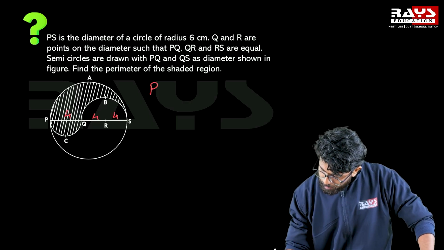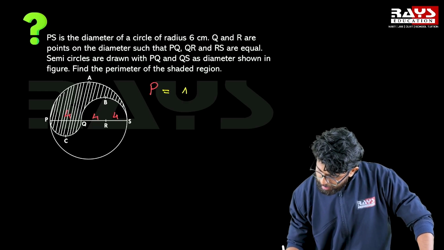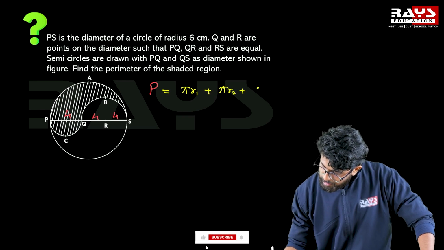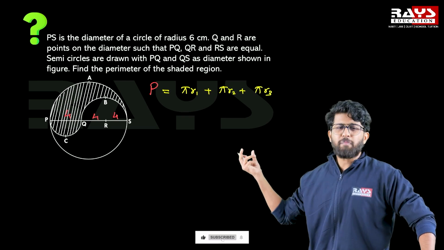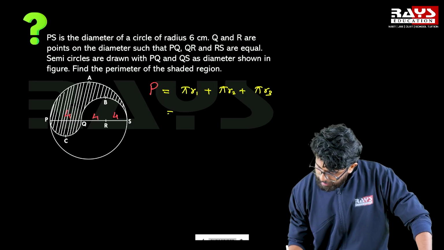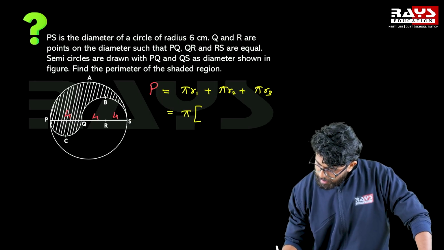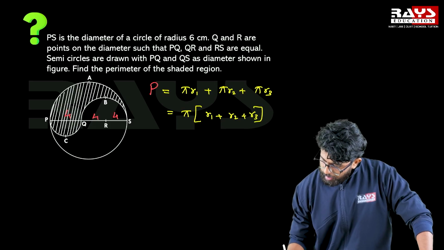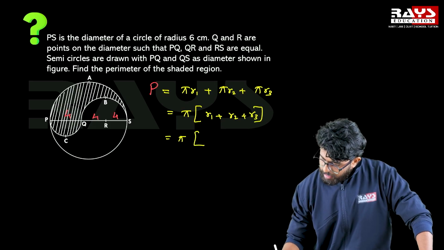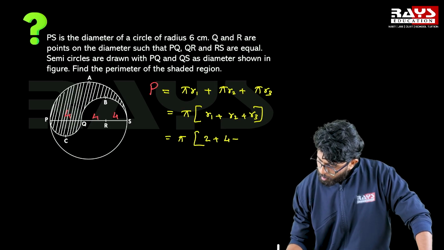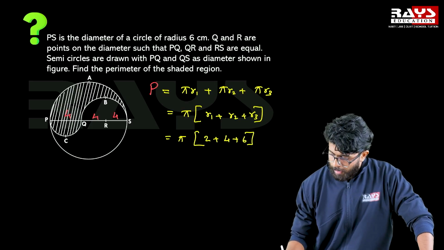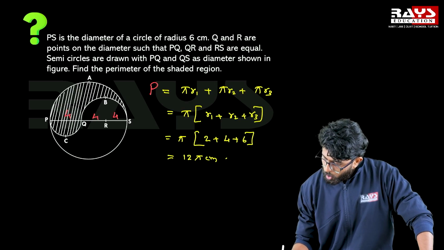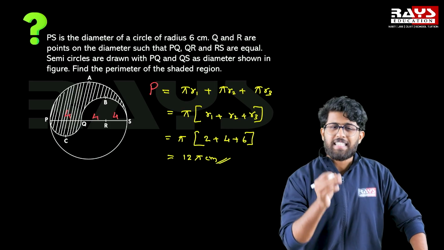So now let's find the total perimeter. Total perimeter P is going to be pi r1 plus pi r2 plus pi r3. You can take the pi outside, which is common to the 3 terms. Inside the bracket we have r1 plus r2 plus r3. We already know the different radii, that is 2 plus 4 plus 6, which gives us 12. That means the final answer is 12 pi centimeter. So that's your final answer. It's as easy as this.